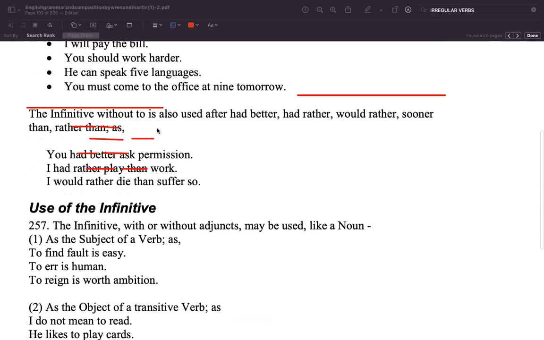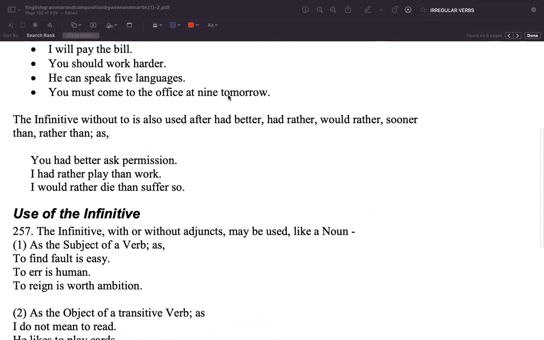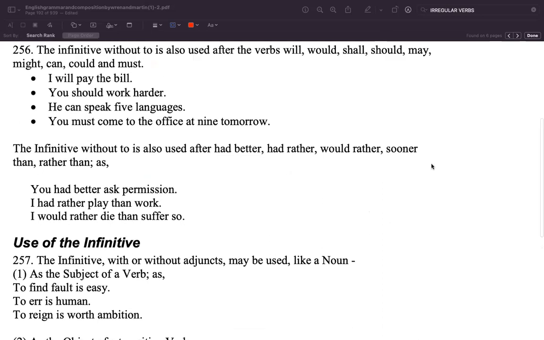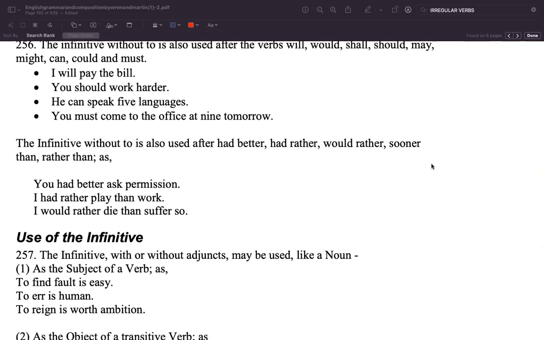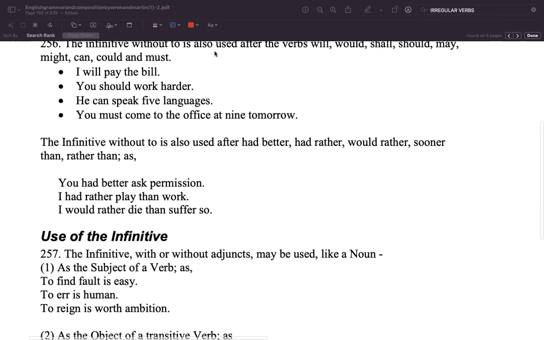So these words are clearly highlighting that not only let, make, bid, right? We also use will, shall, can, could, may, might, must. After that also we don't use to plus verb, right? We only use verb 1.